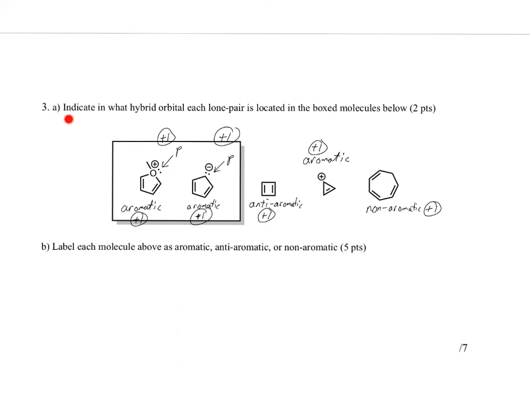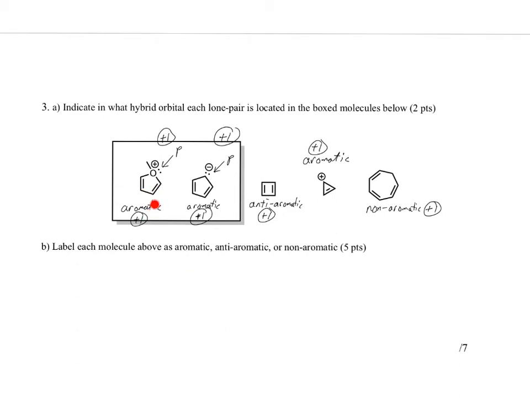Last question, number 3. Indicate what hybrid orbital each lone pair is located in for the molecules below. So first, you could actually label each of these as aromatic, anti-aromatic, or non-aromatic. And remember, most things are non-aromatic, and very few things are anti-aromatic because it's so destabilizing. And things will be aromatic if they can.